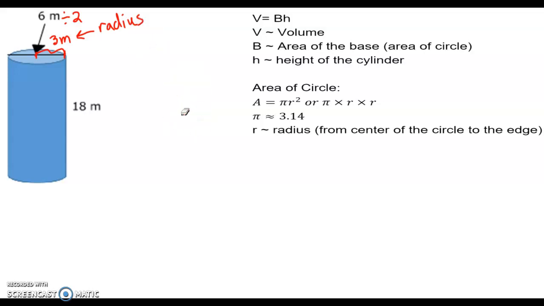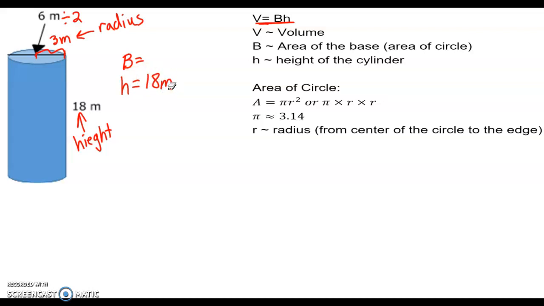And that's helpful when we start filling in what we need in order to do our volume formula. So 3 meters is our radius, 18 meters is our height. Now the circle's always going to be the base, so you don't have to worry about labeling height and radius. If it's a radius, it's going to have to do with our capital B. And if it's straight up and down, that is going to be our height every single time.